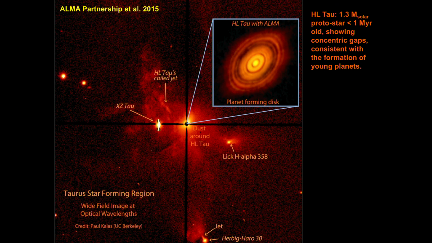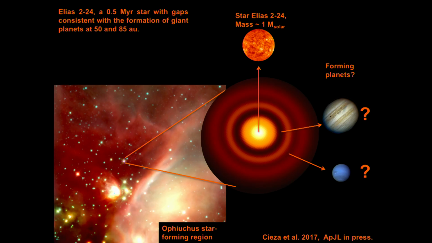This was a couple of years ago. Last week, we also published another system. This is in astro-ph now, where you have a very young star in the Taurus molecular cloud that has an age of about 500,000 years and shows two concentric gaps that are consistent with the formation of giant planets at 50 and 85 AU.